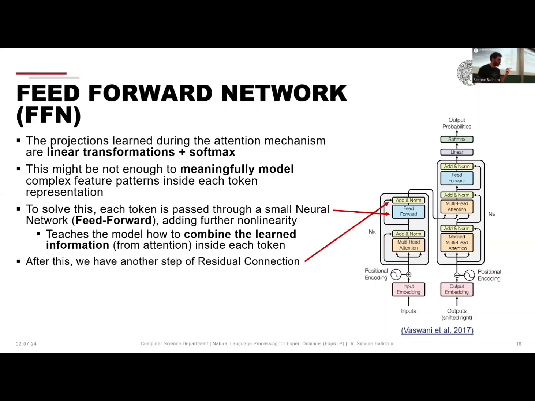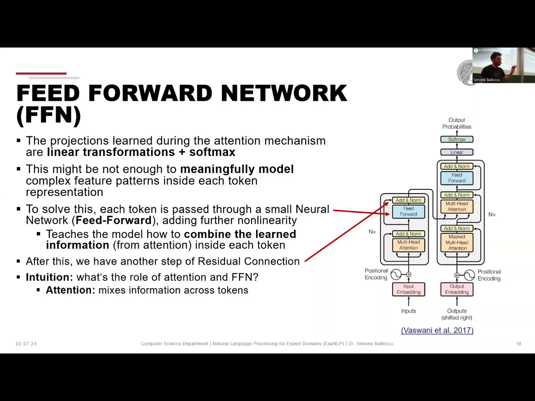After this, we have another step of residual connection, because again we did another transformation and we want to update. So we sum it again and normalize. The intuition is that when we do attention, we mix tokens together, right? Because we're saying how "the" interacts with "cat", how "cat" interacts with "sat", and so on. But with the feed-forward network, we're taking one single token, so we're mixing the learned information inside the same token. So we're elaborating first between tokens and then within tokens.